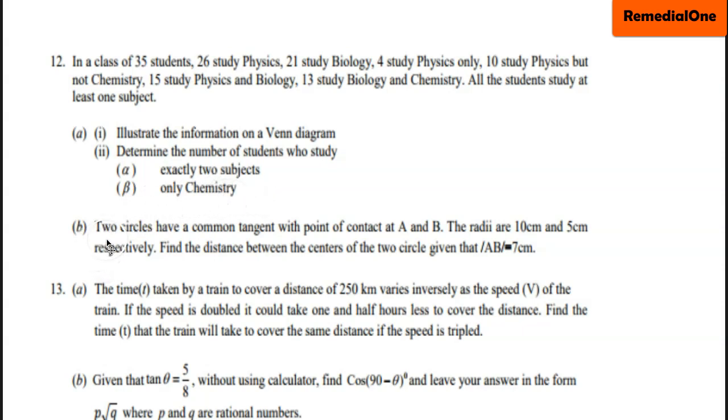Let's look at the B part. 2 circles have a common tangent with points of contact at A and B. The radii are 10 centimeters and 5 centimeters respectively. Find the distance between the centers of the 2 circles, given that AB is equal to 7 centimeters.